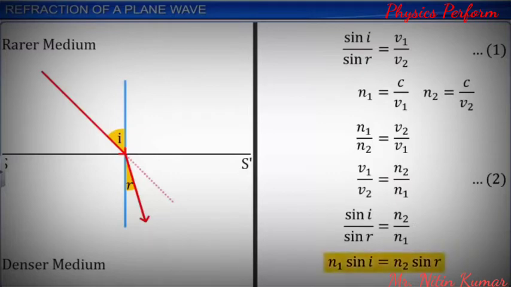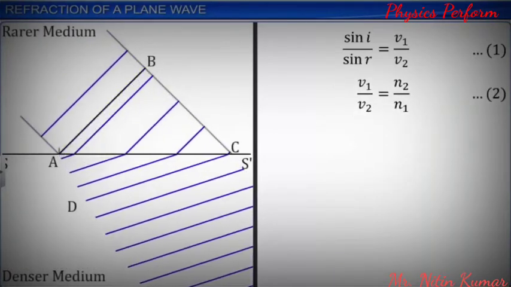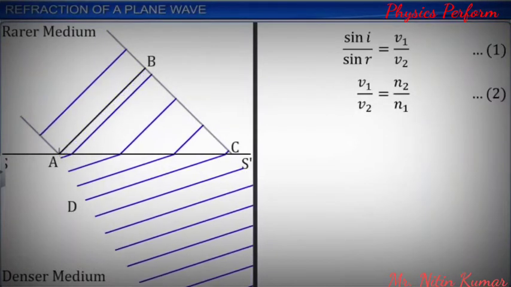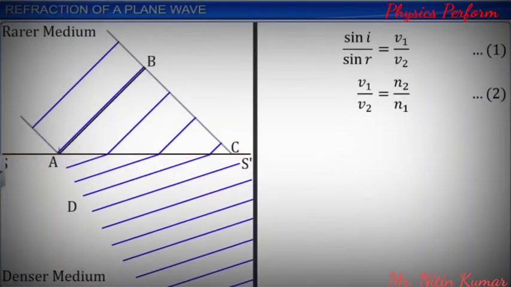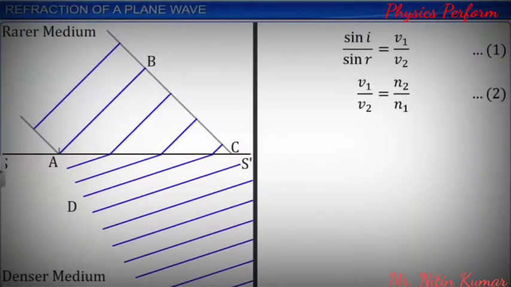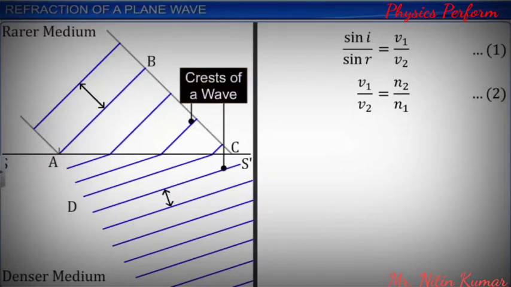This is Snell's law of refraction. Let us now consider the refraction of successive wave fronts at the interface SS'. If the wave fronts as shown represent crests of a wave, then the distance between the two successive wave fronts in a medium is equal to the wavelength of light in the medium. Let the wavelength of light in medium 1 be lambda 1, and in medium 2 be lambda 2.